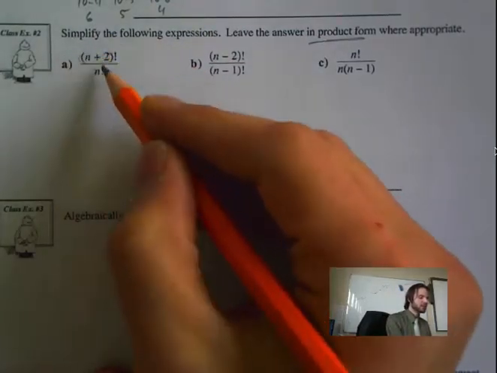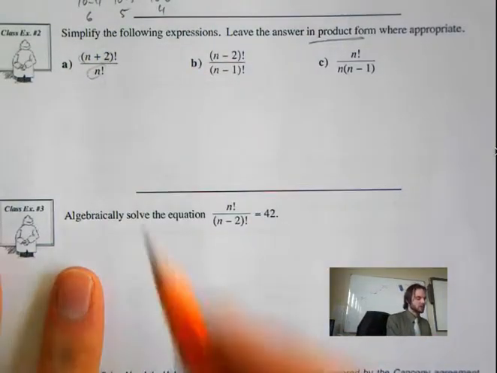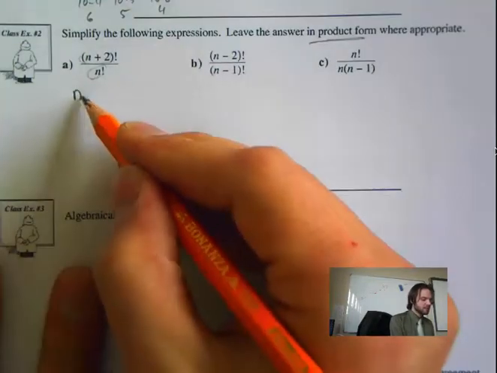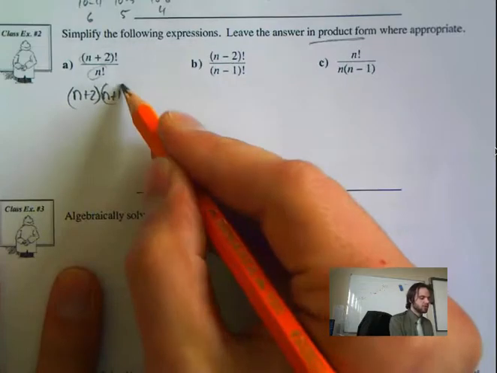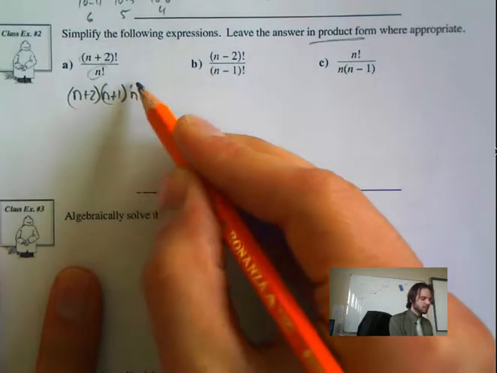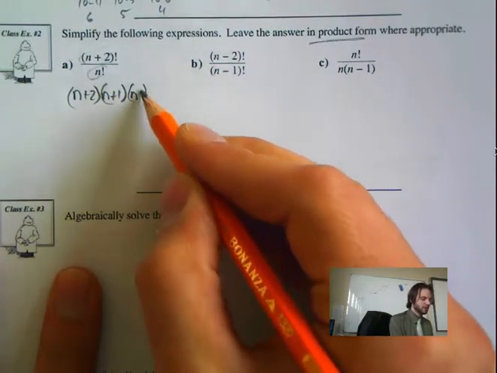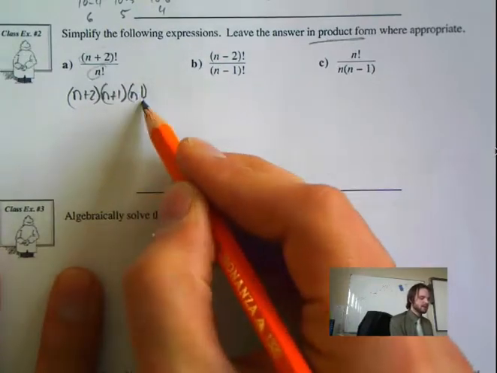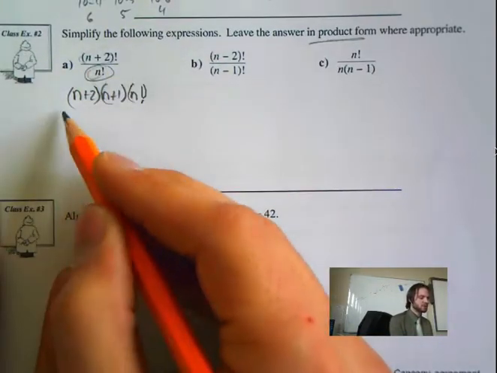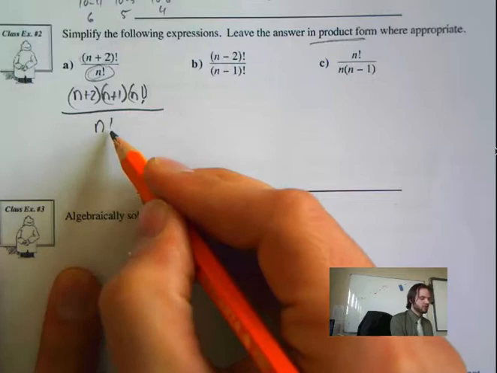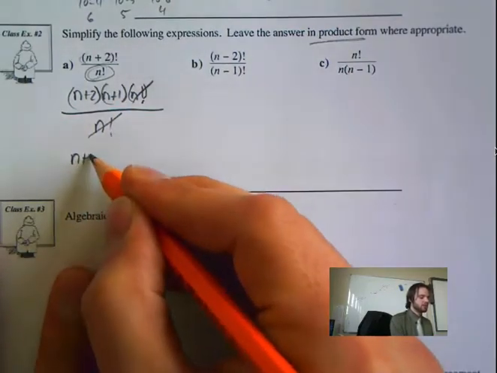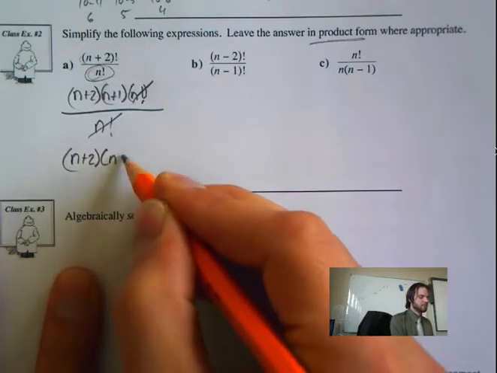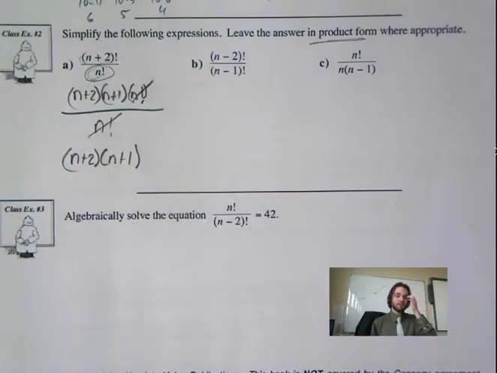n plus 2 is bigger than n. So let's take a look at it. We have n plus 2 multiplied by n plus 1 multiplied by n factorial. Now I see this n factorial, so I can stop there. And then we have n factorial on the bottom. These will cancel off. I'm left with n plus 2 multiplied by n plus 1. And that's it.